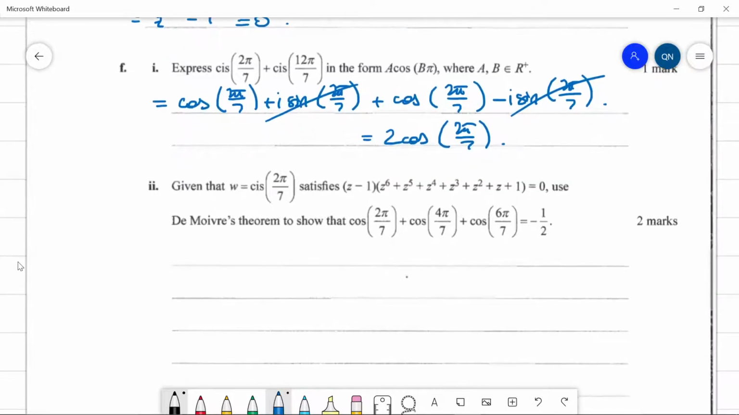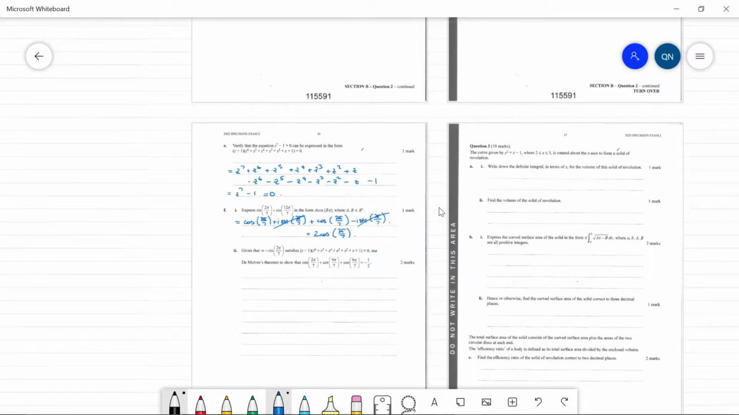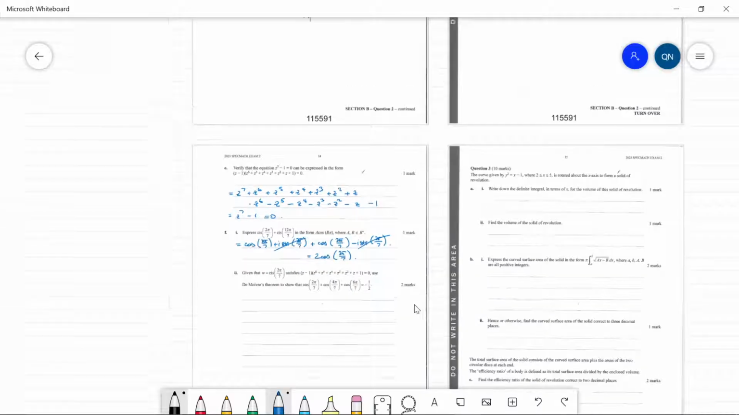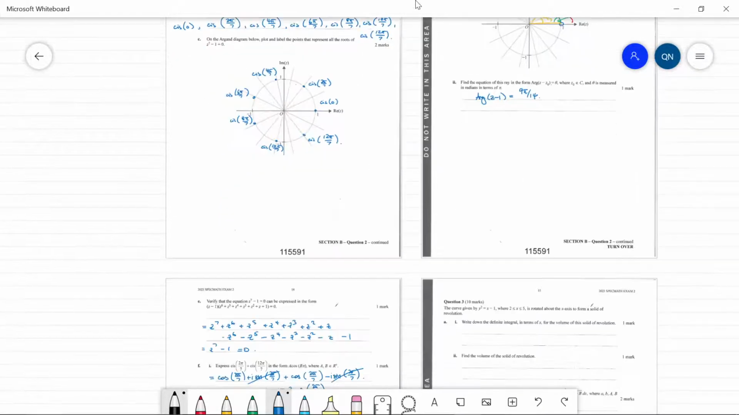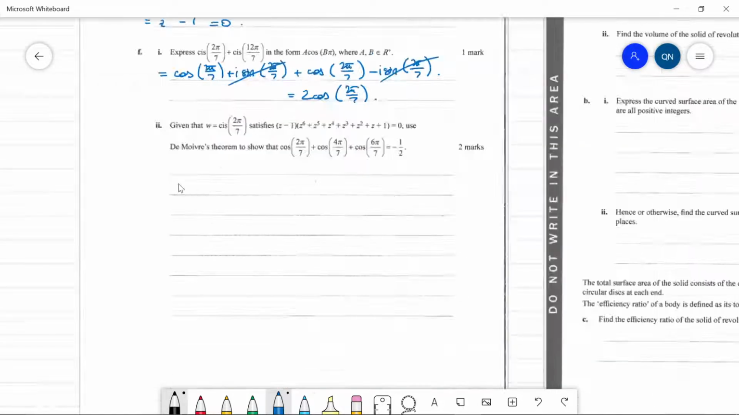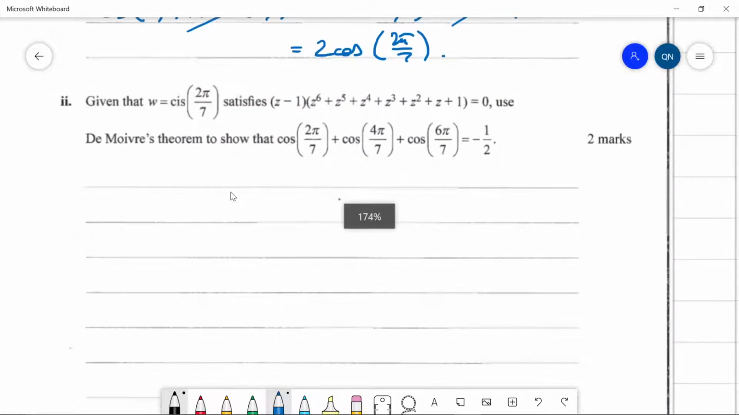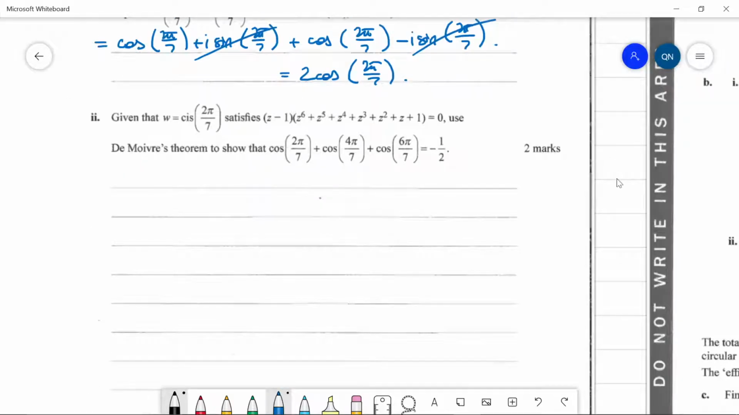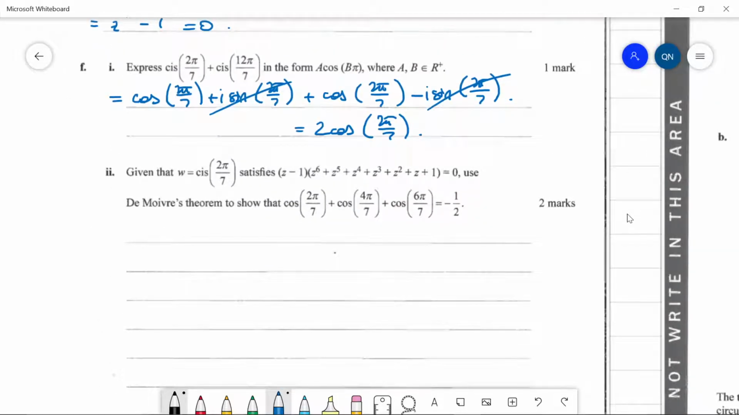Okay, given that z equals cis of 2 pi on 7 satisfies this thing over here, use de Moivre's theorem to show that this relation holds. Alright. So finally got a 2 marker. So let's see. Using the pattern that satisfies this relation here, show that it's equal to negative a half.